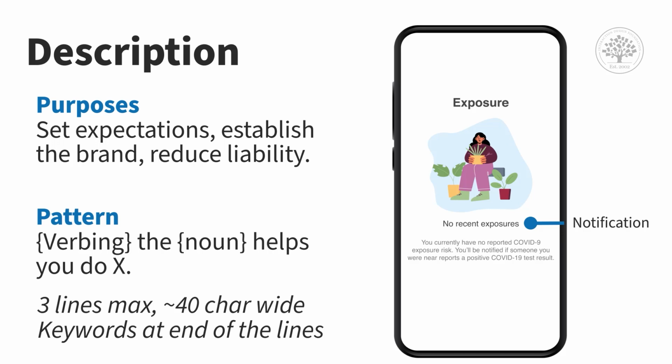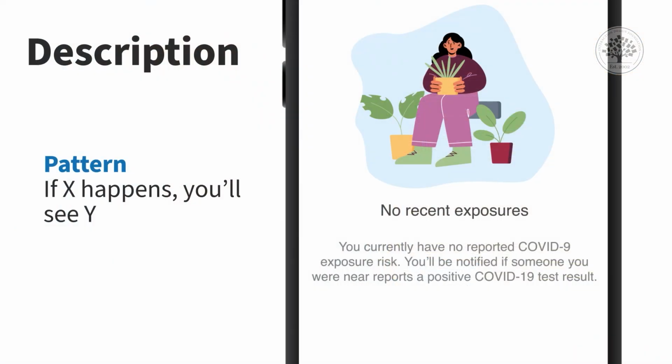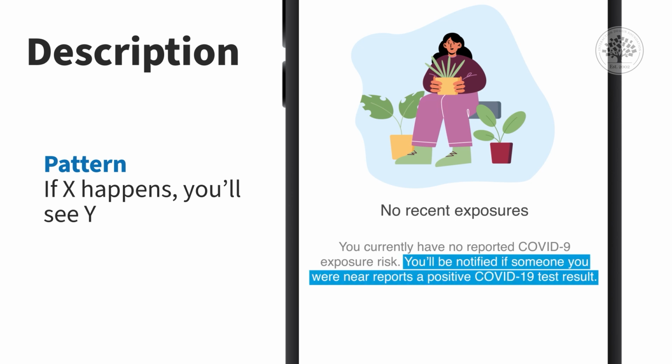Also, if X happens, you'll see Y. And Y, the letter Y, not Y-W-H-Y. So in this description, it kind of has a part of that in the you'll be notified if someone you were near reports a positive COVID-19 test result. Right? That's a lot like that third pattern. Hopefully you can see that if you started with that initial pattern, you would have iterated to this point. And we'll talk about that process in a moment.